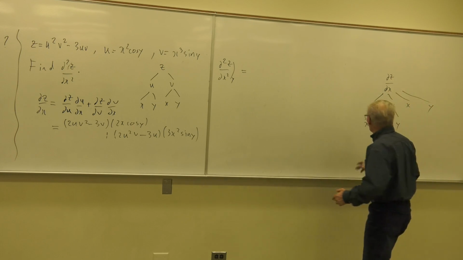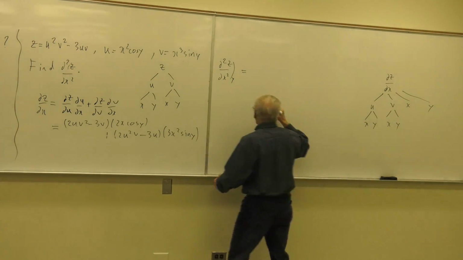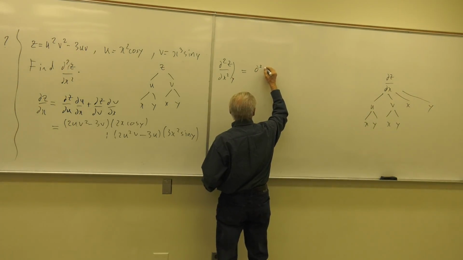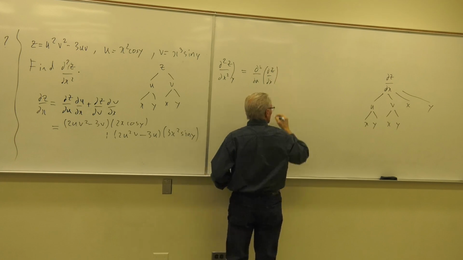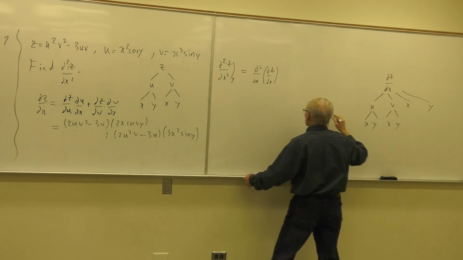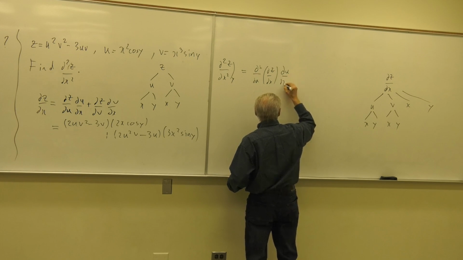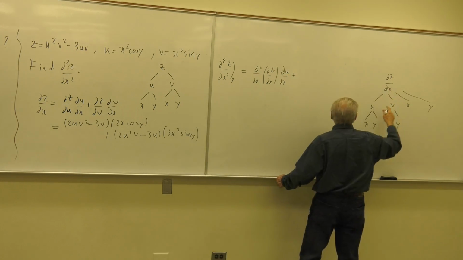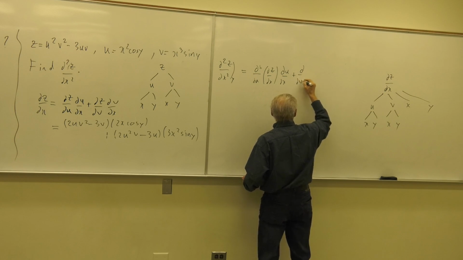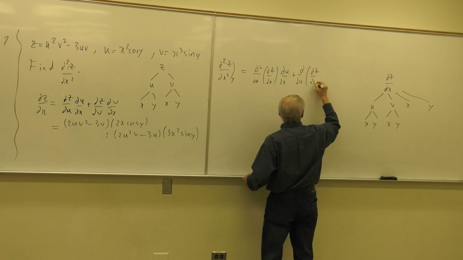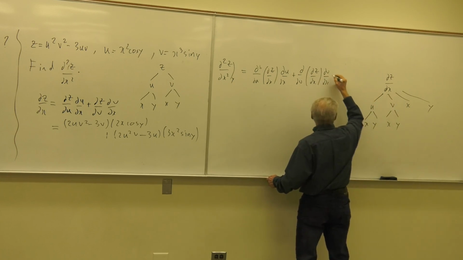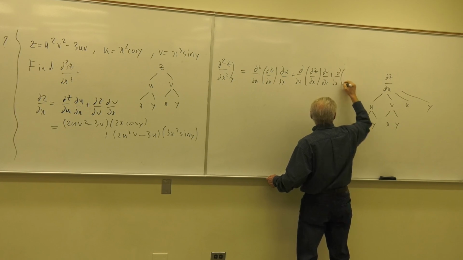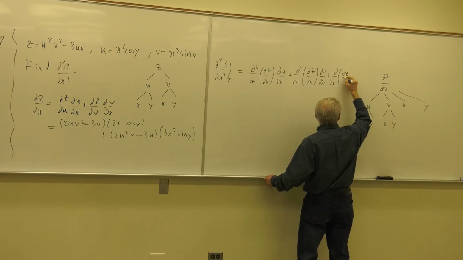So if we do that, for the leftmost path, we would have ∂/∂u of ∂z/∂x, multiplying ∂u/∂x. That's one path. Next path, through the v: ∂/∂v of ∂z/∂x, multiplied by ∂v/∂x. That's that path. And then we've got this one, which is ∂/∂x of ∂z/∂x.